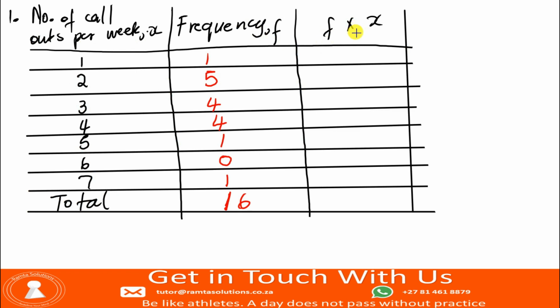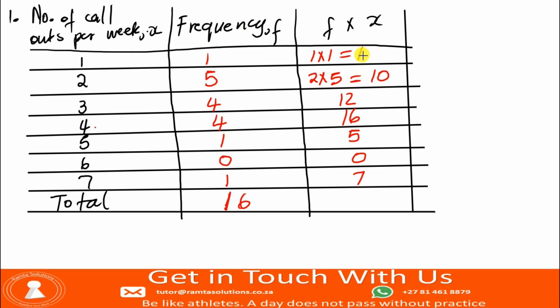Now, to find f times x, which will help us find the mean, we'll say 1 times 1 because it occurred only once, which is 1. And this is 2 times 5, which is 10. So you have an idea of what we're doing. 3 times 4 is 12. 4 times 4 is 16. 5 times 1 is 5. 6 times 0 is 0. And then 7 times 1 is 7. Now let's try to find the total.